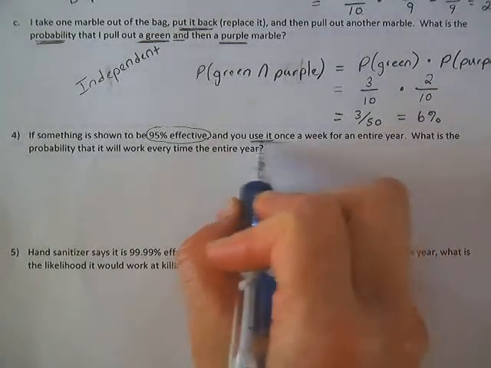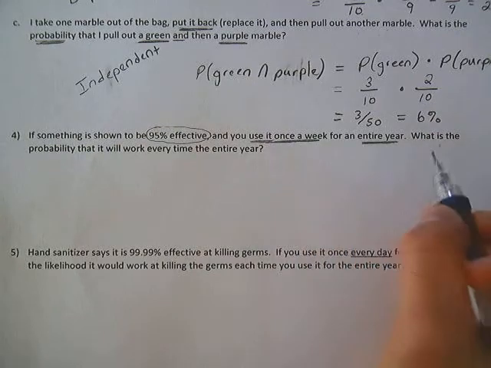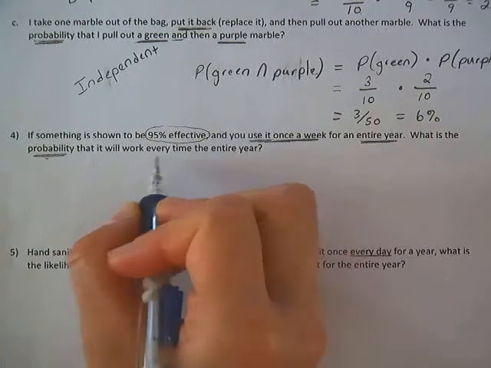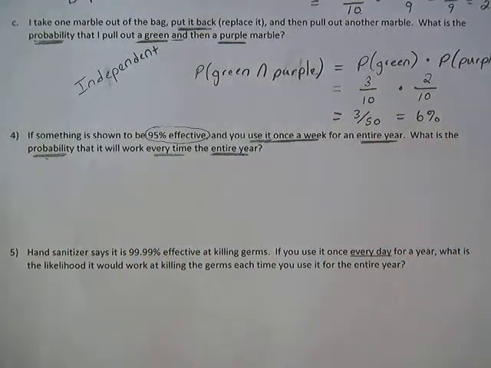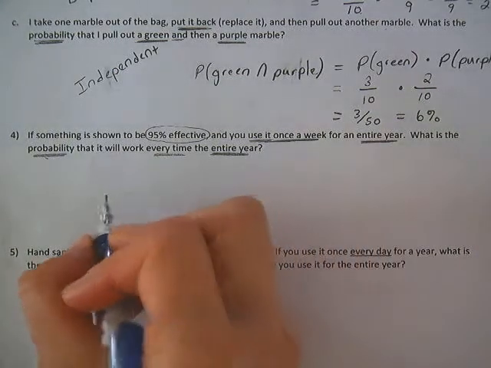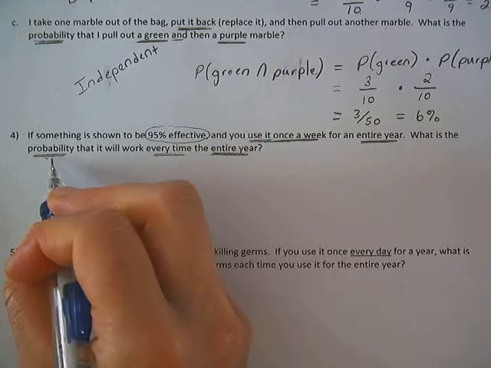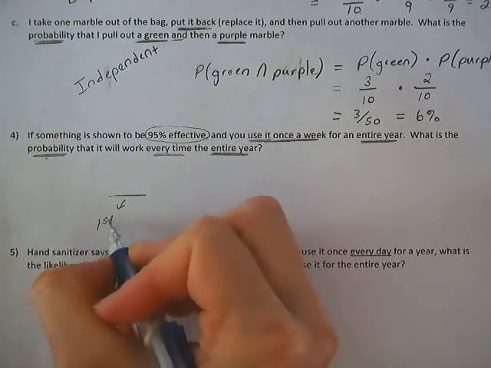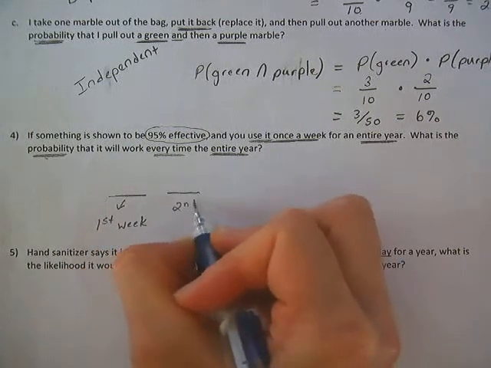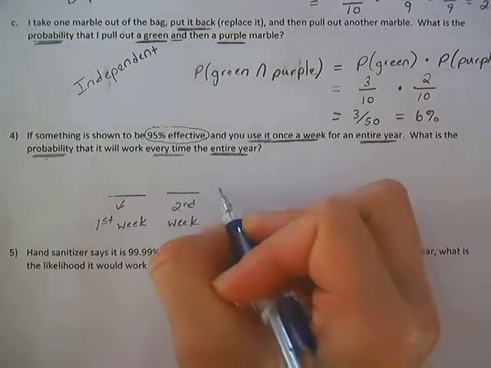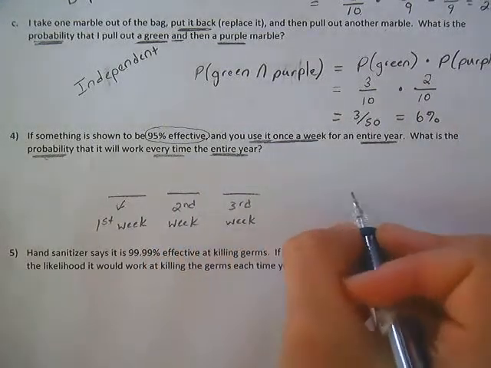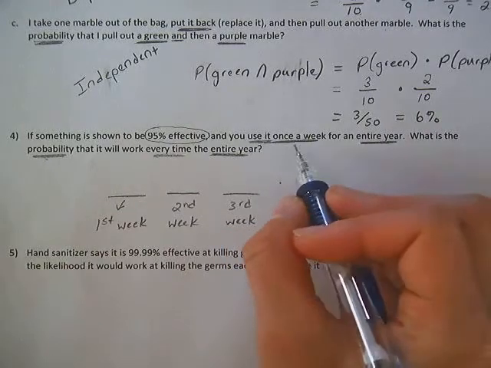Let's say that you use it once a week for an entire year, and you're trying to figure out what is the likelihood, what's the probability that it'll work every single time that whole year that you're using it, okay? Well, this is actually an intersection problem because you may not realize it, but they're really asking what's the probability that it works the first week and the second week and the third week that you use it, and the 4th week and the 5th week, and so on and so forth, for the entire year.